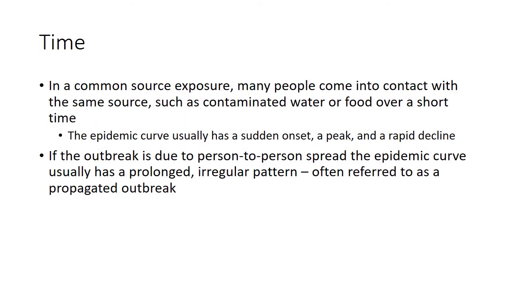So in a common source exposure, you're going to find that many people come into contact with the same source. This could be something like contaminated water or food over a short period of time. Typically you're going to find that the curve has a pretty sudden onset peak and then a rapid decline for those initial people who are all exposed generally around the same time. If it's due to person-to-person spread, then the curve has much more of a prolonged, irregular pattern, and this is referred to as a propagated outbreak.